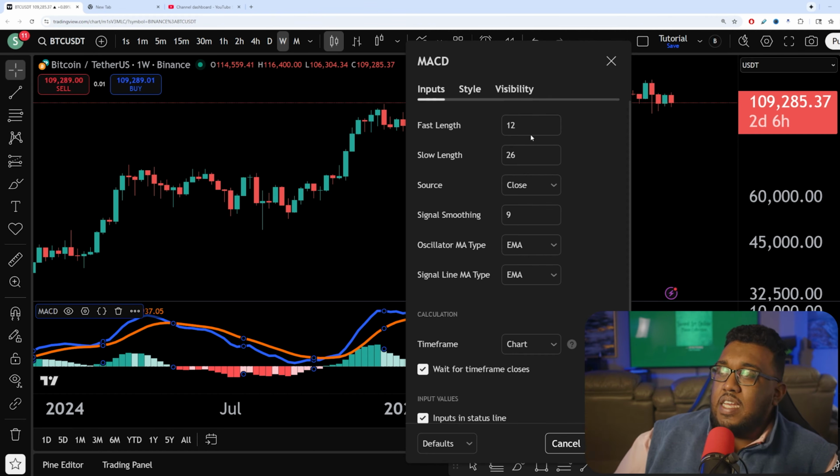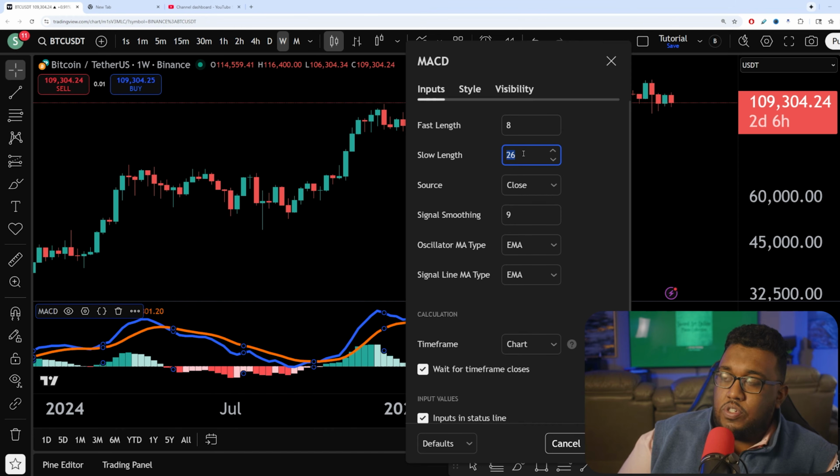Next up, I want to go to day trading here. This requires a little bit less lag so you can get the signals a little bit earlier. So from 12, we're going to be going down to 8 for the fast length. The slow length is actually going to be going over here to 21. Source is going to remain close. The signal smoothing line, that one's actually going to go down from 9 to 5.